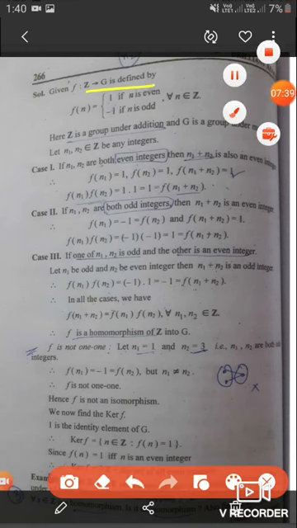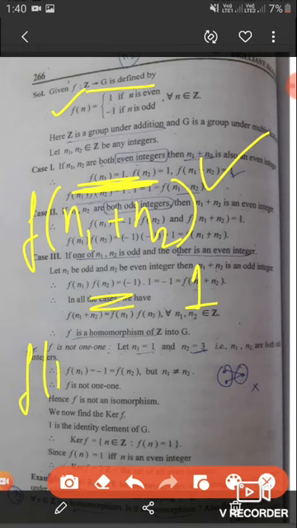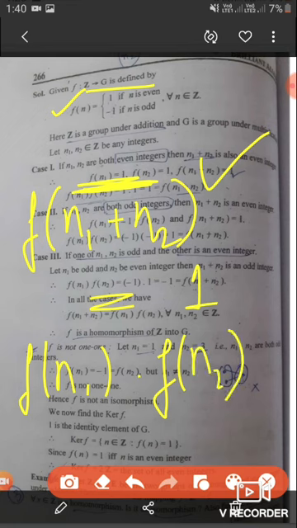What will happen? f of n1 plus n2, where n1 plus n2 is an even integer, its image will be equal to 1. Fine. Now let us check: f of n1 plus n2 is equal to 1. Let us find now what is f of n1 into f of n2.